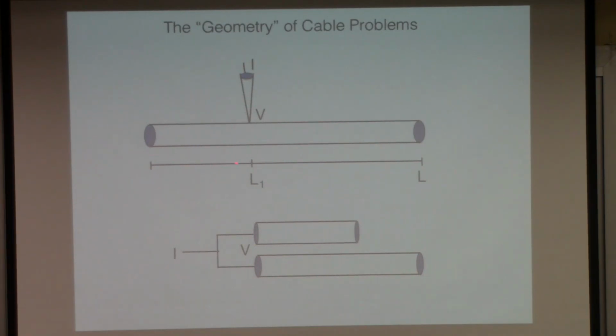One has this length, L1, right here. The other has this length, L minus L1, right here. We're injecting current here. That current is dividing. Some of it will flow into this structure. Some of it will flow into this structure. So how do we get voltage everywhere along this cable, which is like computing voltage everywhere along this branch of the big cable? And how do we get voltage everywhere along here?